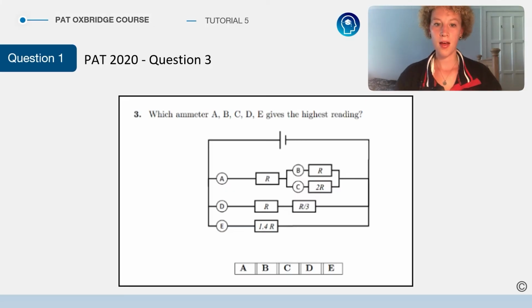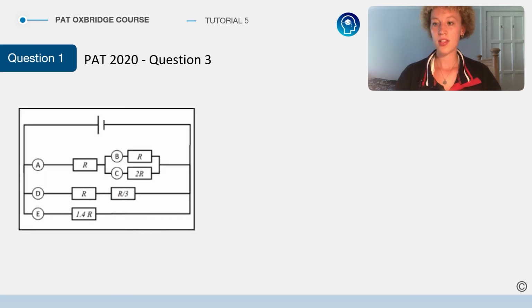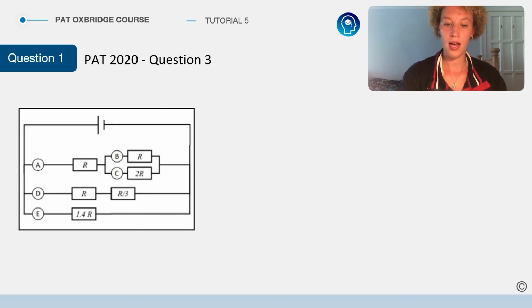So here is a past PAT question from 2020, and this is a quick multiple choice question where we apply resistor rules and Ohm's law as well. So here we're just asked which ammeter gives the highest reading, labelled in this diagram. So first things first, we find the combined resistances of the loops, and then from intuition we can see that the lower the overall resistance of a loop, the more the current that will flow through it, and then the higher the ammeter reading.